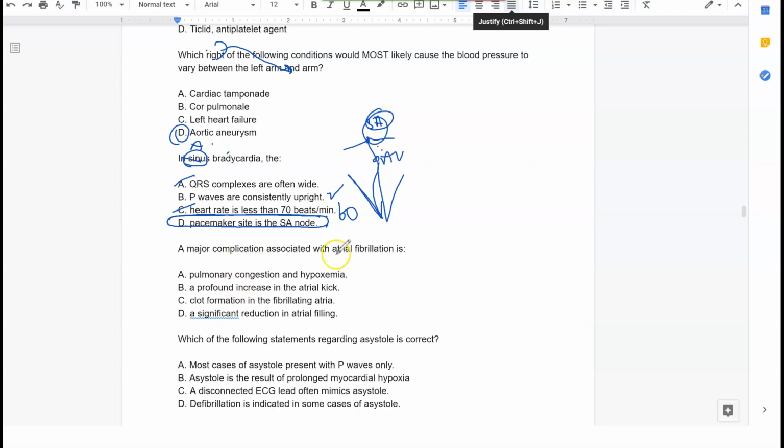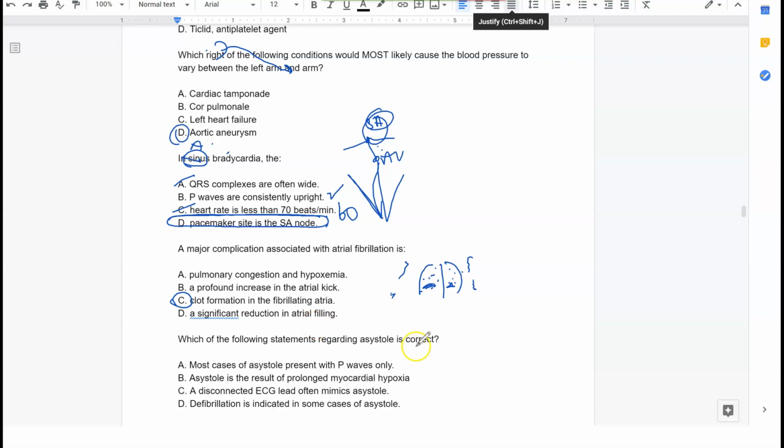A major complication associated with AFib is, right, we talked about this, as those atria are just kind of shaking, you lose that atrial kick and that blood kind of stagnates inside the atria, which increases the likelihood of a clot. So here's your answer. Clot formation in the fibrillating atria.